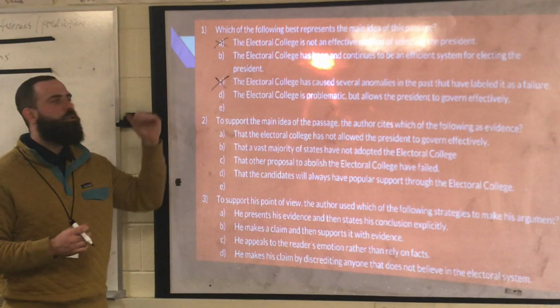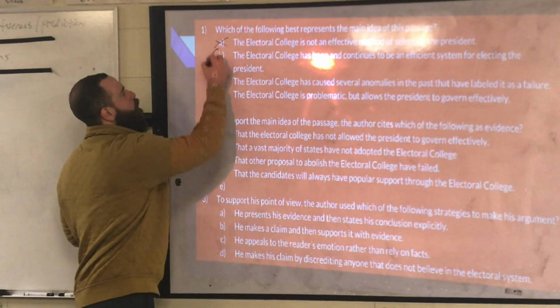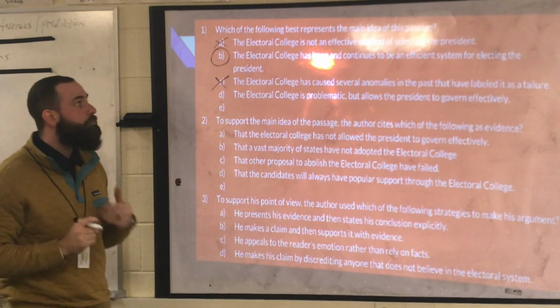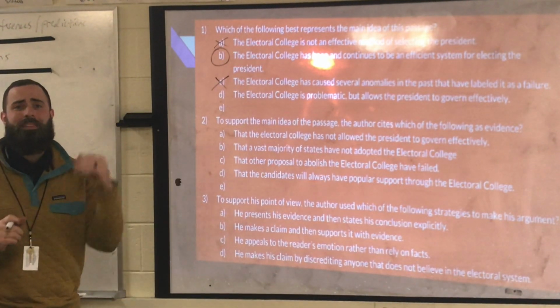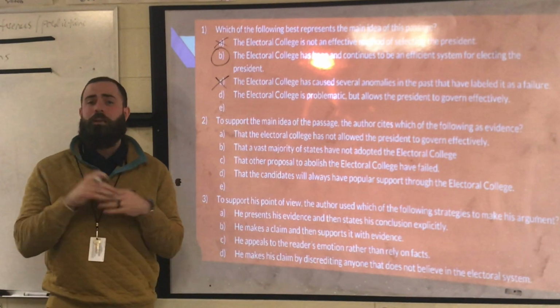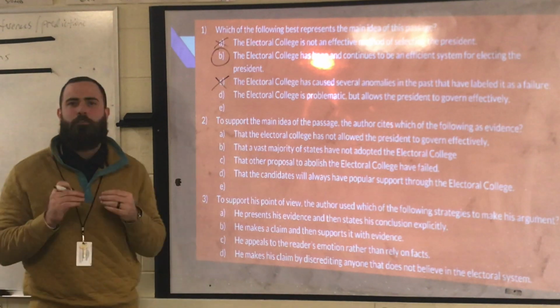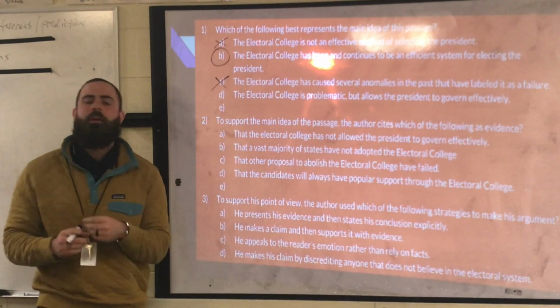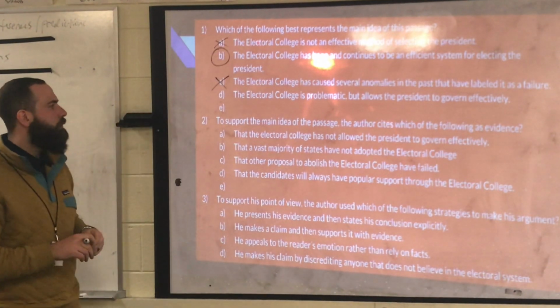So I've eliminated my two answers. I go between B and D, and I end up with B. The Electoral College has been and continues to be an effective system. And that goes with that first sentence in the paragraph. We've been using it for over 200 years, and throughout that 200 years, it has been a strong system that makes sure the right person gets in office. So my answer is going to be B.